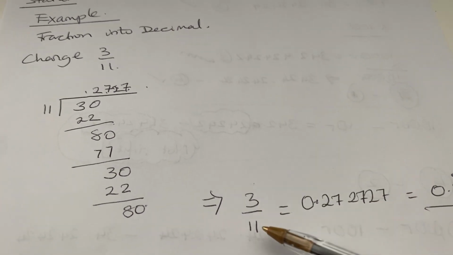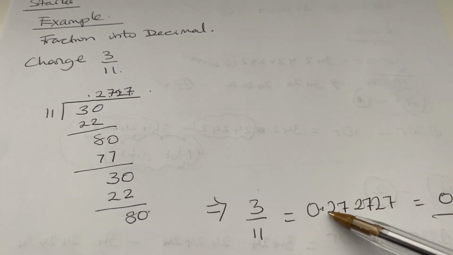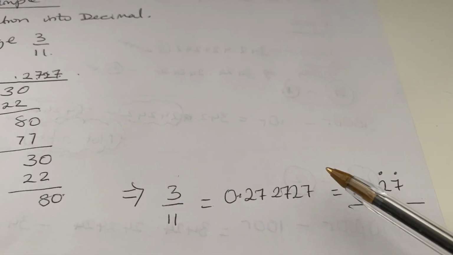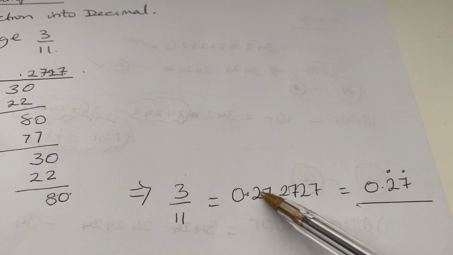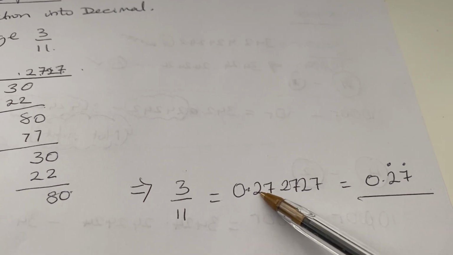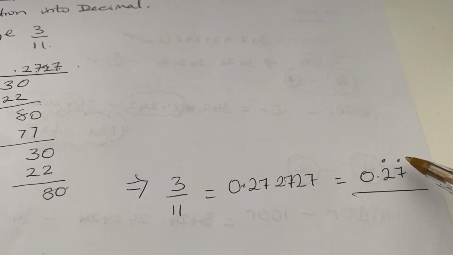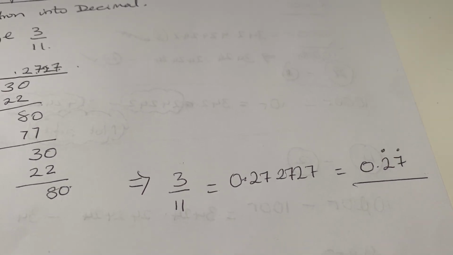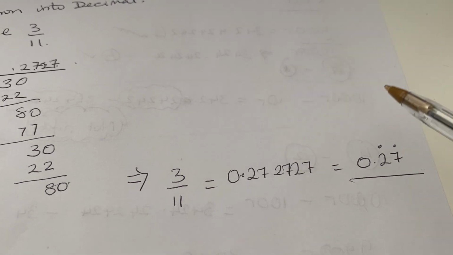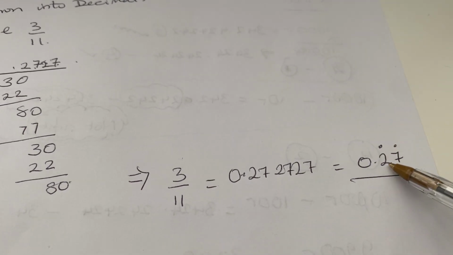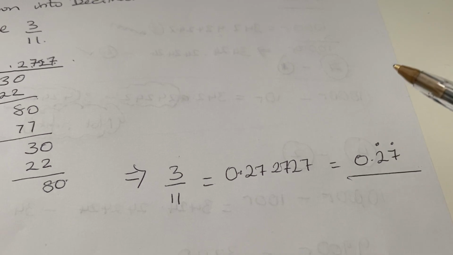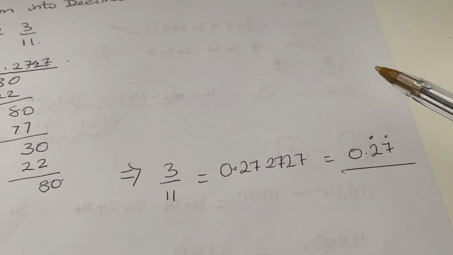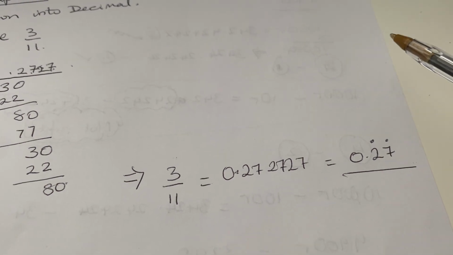So now 3 over 11 equals 0.272727. To write it, you can write 0.27 and put 2 dots on top, and shorten it that way. The 2 dots mean 2 and 7 recur. So you go 27, 27, 27.